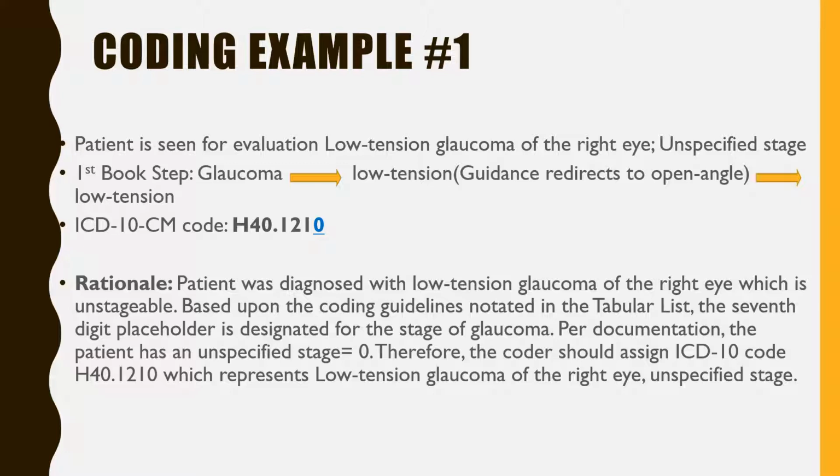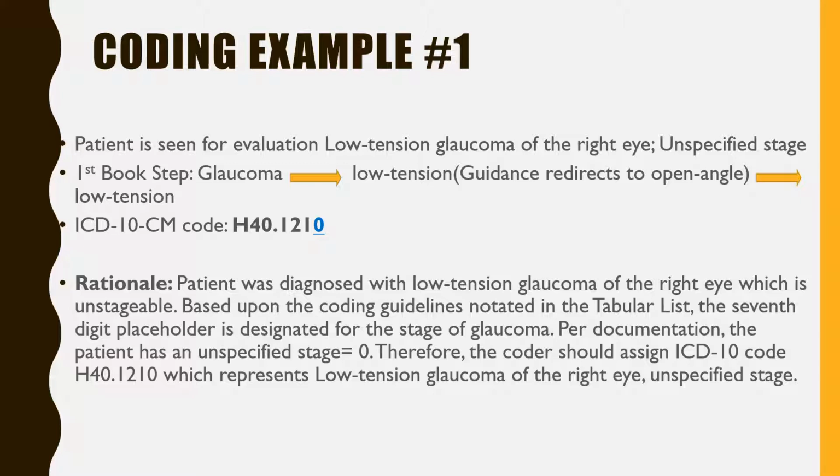So once we turn to our tabular list in the back to confirm our diagnosis code, there we will find the stages for our glaucoma. And so based upon the documentation or the assessment of the patient's treatment, the stage of the glaucoma is unspecified. And so based upon the stage listing, 0 represents the unspecified stage. So our final ICD-10 code should be H40.1210.